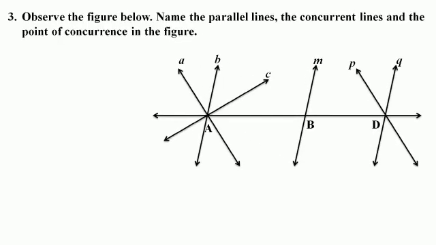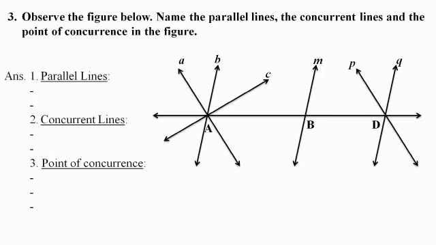Try solving this problem. Observe the figure below. Name the parallel lines, the concurrent lines, and the point of concurrence in the figure. Parallel lines are those lines that never meet. Concurrent lines are 3 or more lines that meet at the same point. And the point of concurrence is that point at which these concurrent lines meet. Try identifying these.